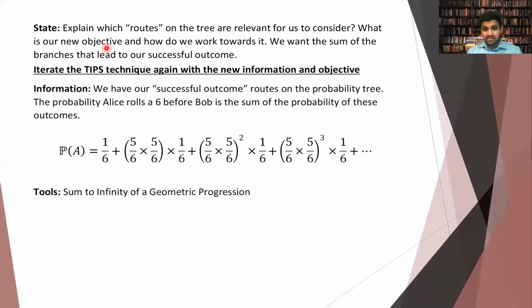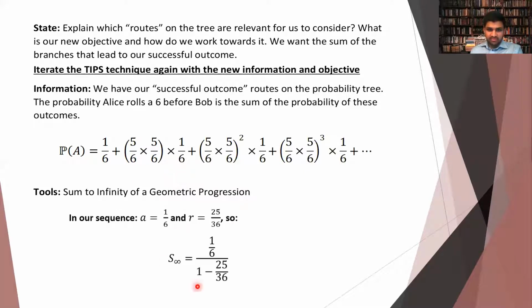And so we can iterate the TIPS technique again here and say, well, the information we have is our successful outcomes, and so I can work out the sum. So the sum is here, and a tool that would be useful for this is a sum to infinity of a geometric progression, because we can see we have a common ratio of 25/36. So I can remember the formula here.